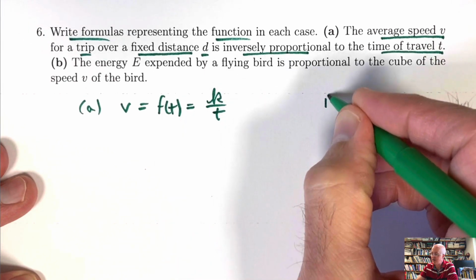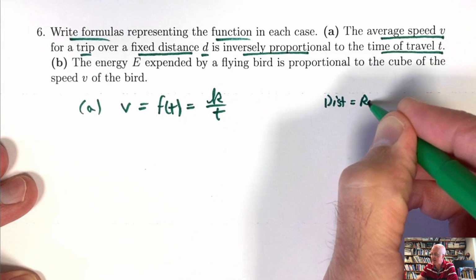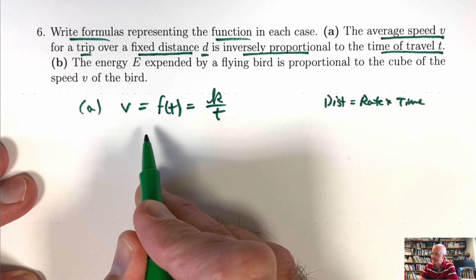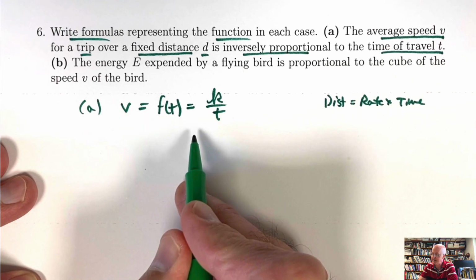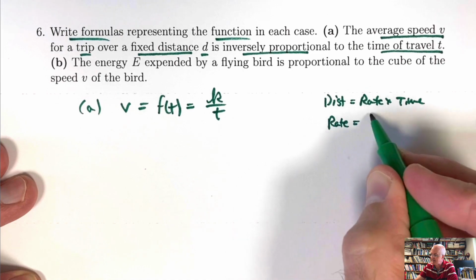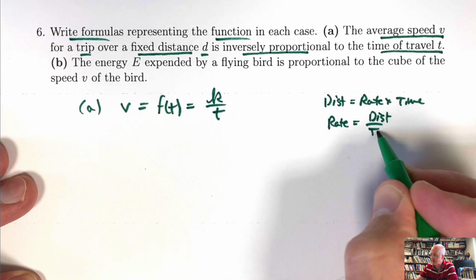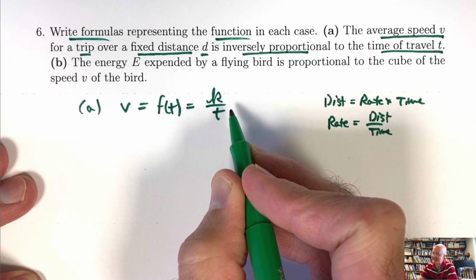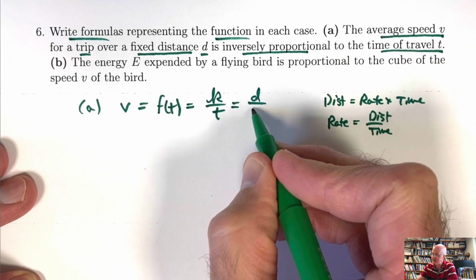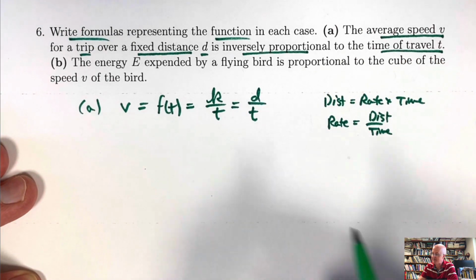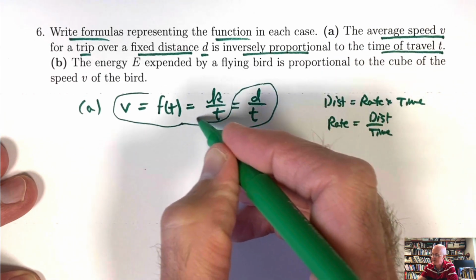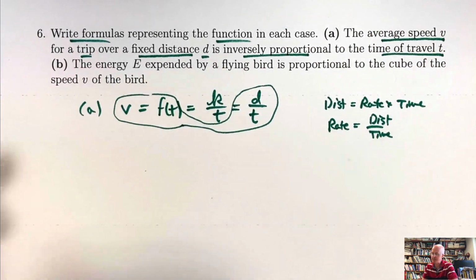You may know the equation distance equals rate times time. That's essentially what we've got here, except we divided both sides by the time. In other words, this is the same as rate equals distance divided by time. In other words, k has got to be the distance traveled. Okay, k has got to be d in fact. So you can write v equals f of t equals d over t ultimately. That's what we got for the answer to this part.